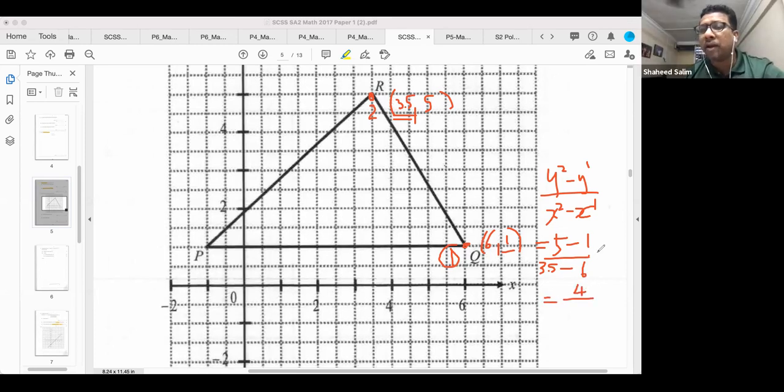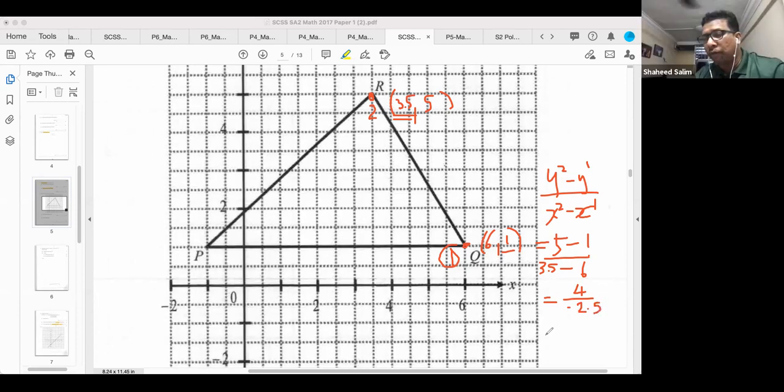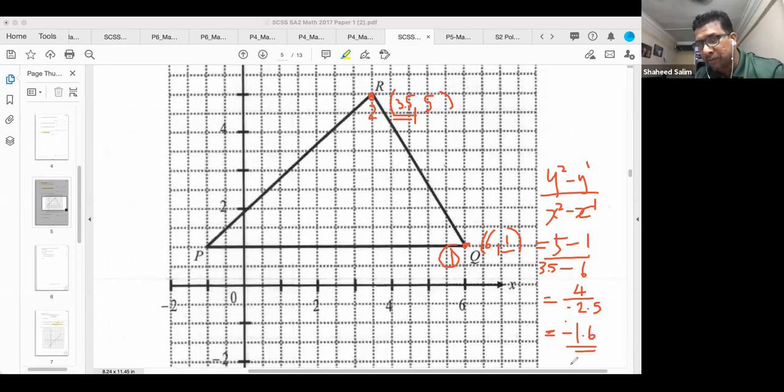What is 3.5 minus 6? Can you use your calculator? Minus 2.5. Can you take 4 divided by minus 2.5? What do you get? Minus 1.6. Do we have the same thing? Yes. The difference is down here, you don't need to worry plus or minus. You put in all the values, they'll tell you minus or plus. The other one, vertical over horizontal, you need to put the minus in.